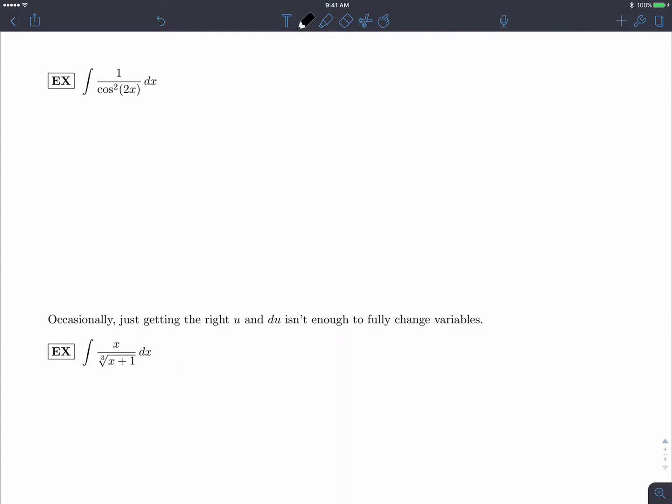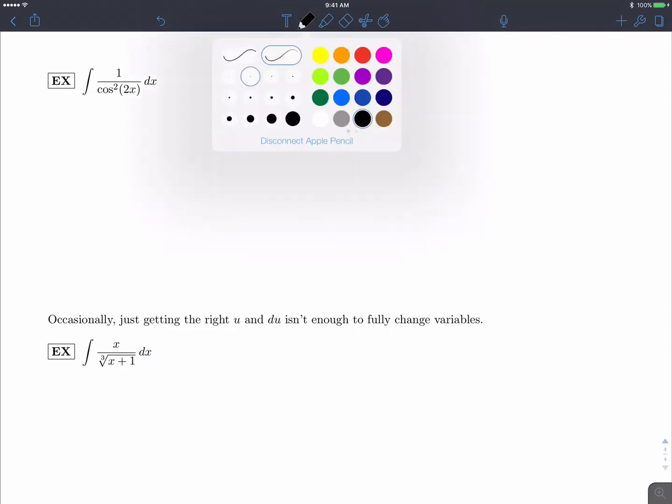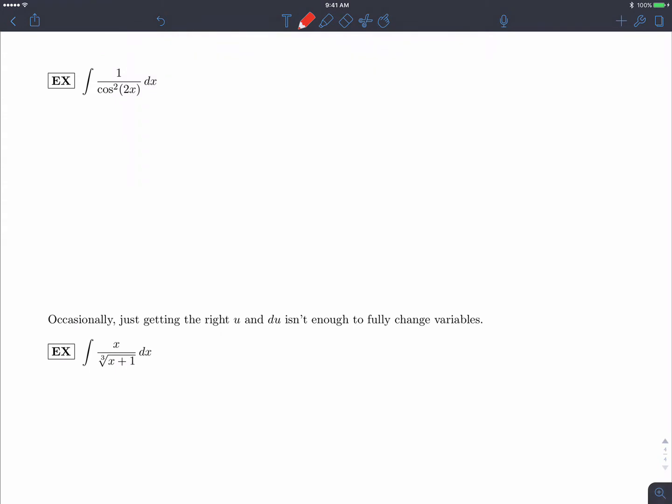Okay, so here's another integral where we're going to need to consider trig identities. We've got the integral of 1 over cosine squared 2x dx. We don't have a formula for this necessarily. So we come to think, well, are we going to use cosine?